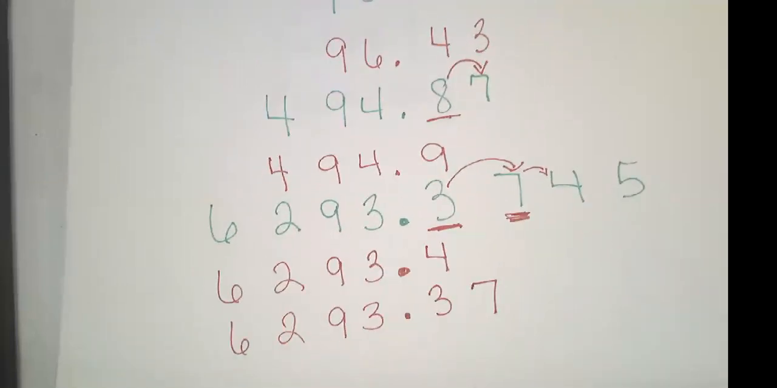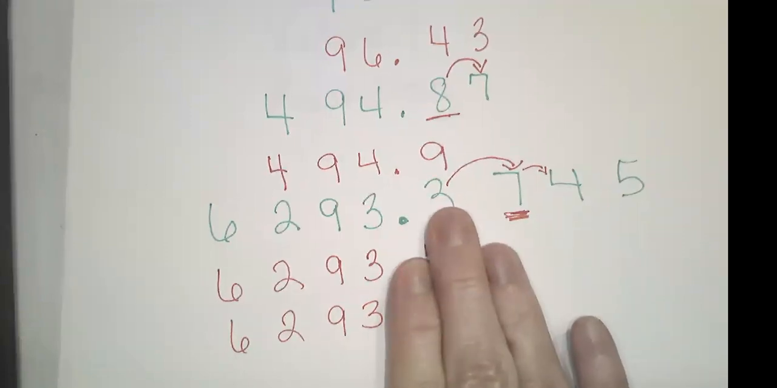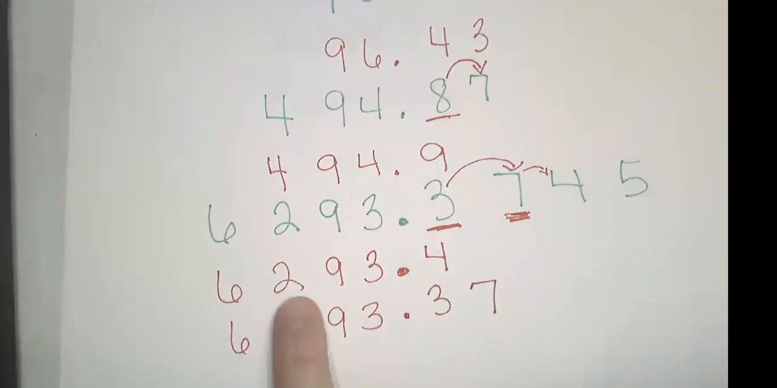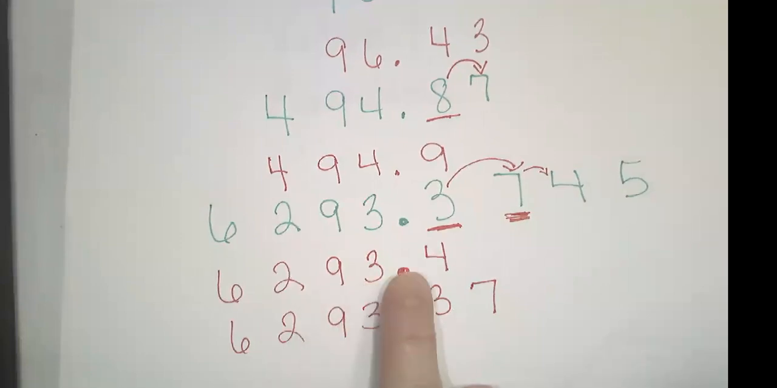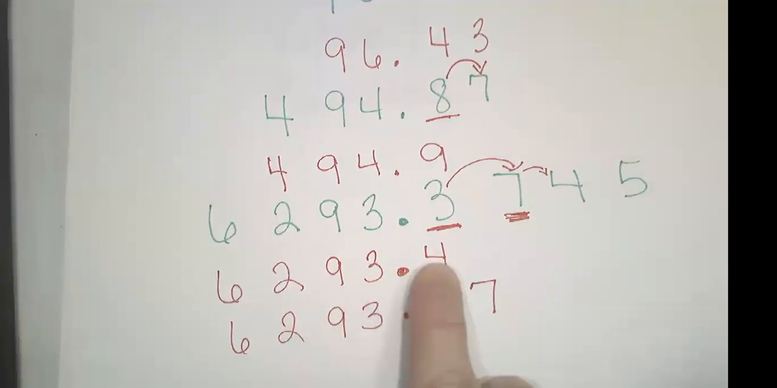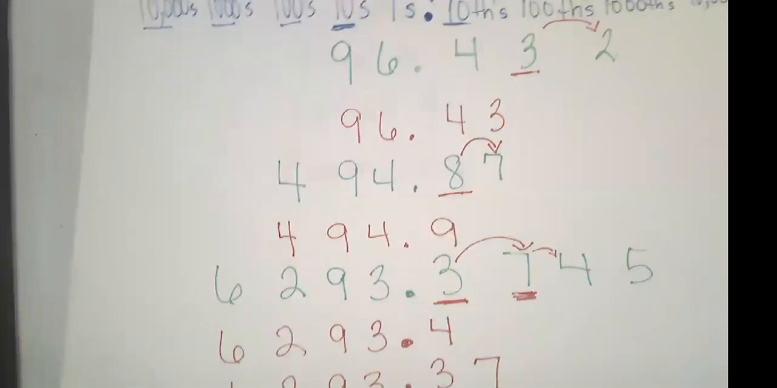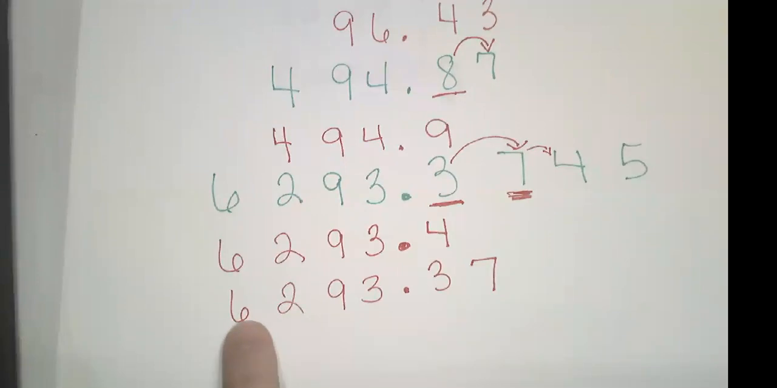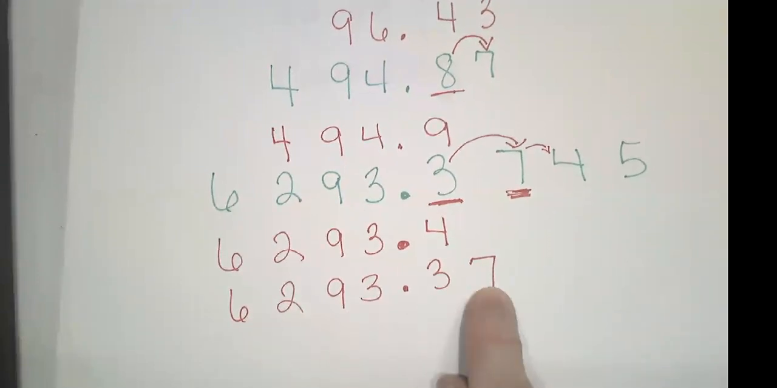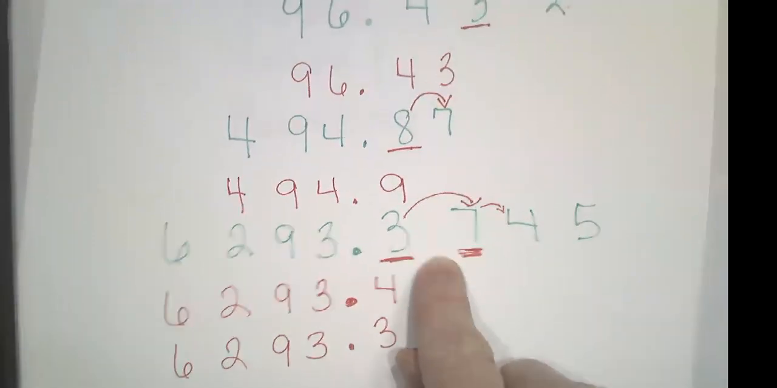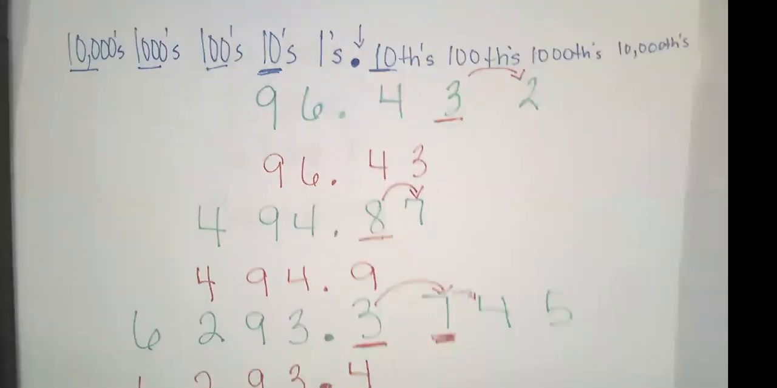I'm going to read it just as I would if it didn't have this on it to start with. 6,293. I'm going to say the word "and." 4. Remember, that falls in the tenth place. This one I'm going to read 6,293 and 37, and that falls in the hundredth place.